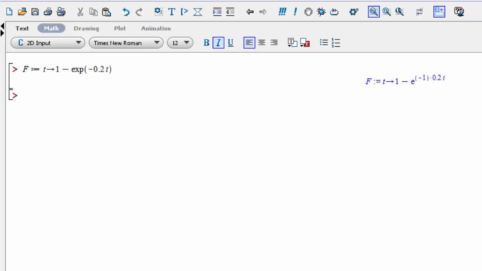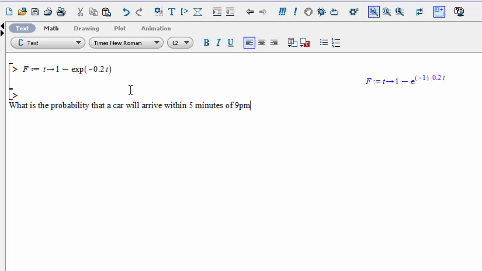First, we'll ask, what is the probability that a car will arrive within a certain number of minutes of 9 p.m.? So let's start with 5. What is the probability that a car will arrive within 5 minutes of 9 p.m.? Of course, that's just asking what is f when t is 5. So we evaluate f of 5. And that's what we get. Again, we've done this before.